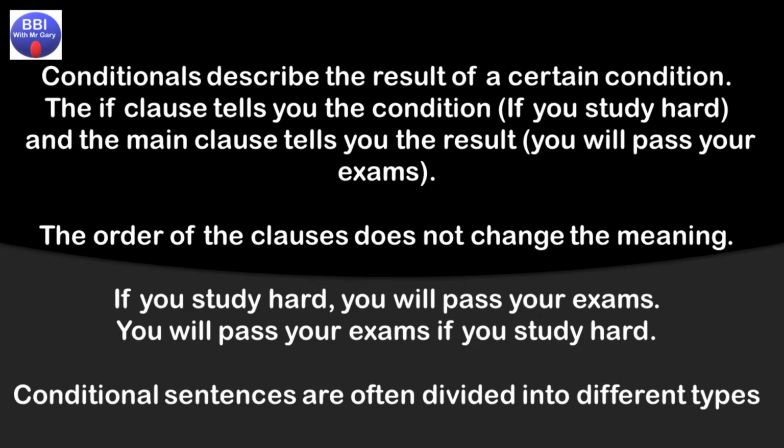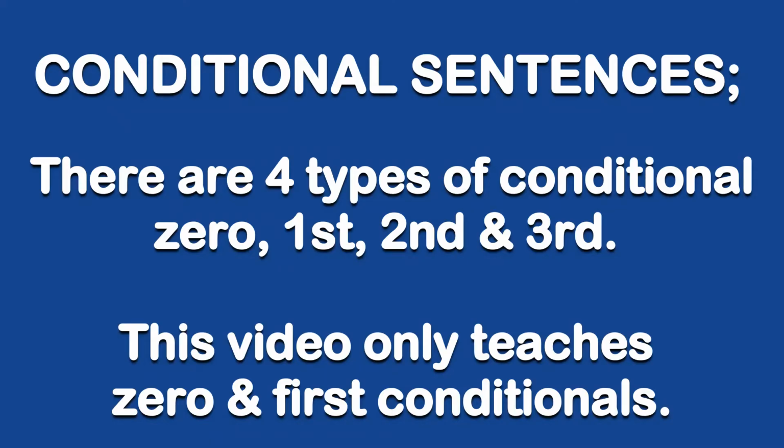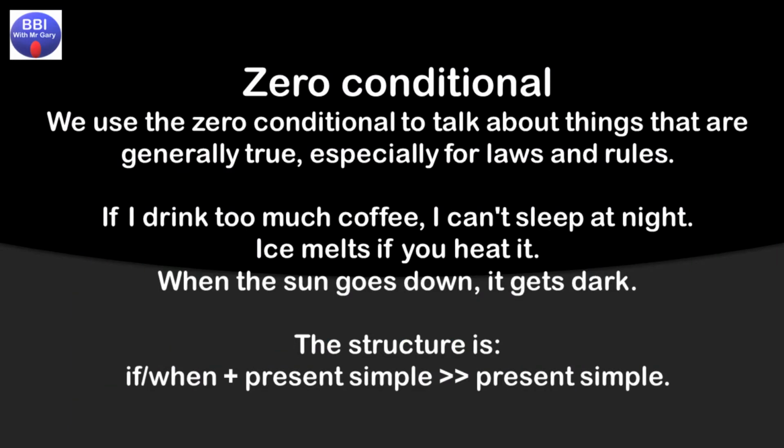Conditional sentences can be divided into different types. There are 4 conditionals you need to learn. This video deals with zero conditional and first conditional. Zero conditional. We use the zero conditional to talk about things that are generally true, especially for laws and rules.